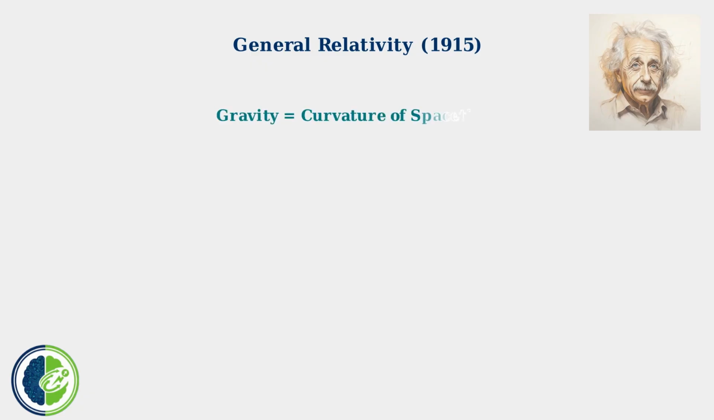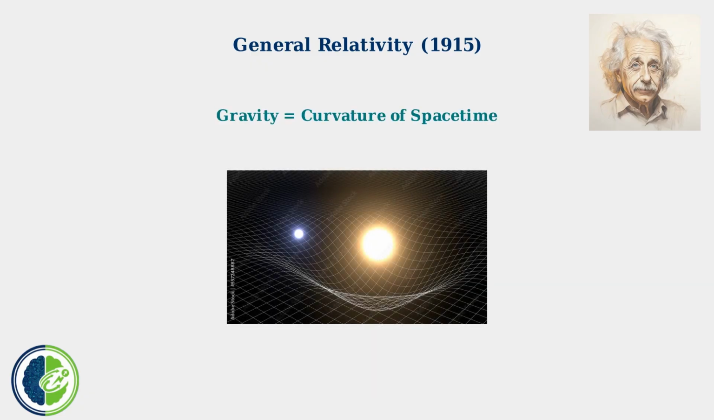10 years later, in 1915, Einstein published his theory of general relativity. This extended special relativity to include gravity, but described gravity in a completely revolutionary way. Instead of thinking of gravity as a force pulling objects together, Einstein described it as a curvature of spacetime itself. Massive objects like stars and planets actually warp the fabric of space and time around them.